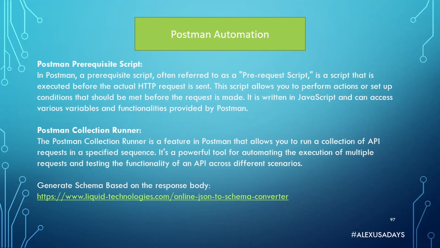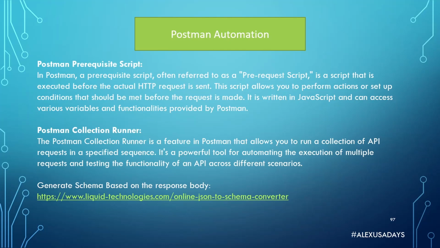And we're also going to talk about the Postman prerequisite script. So in Postman, a prerequisite script, often referred to as a pre-request script, is a script that is executed before the actual HTTP request is sent. The script allows you to perform actions or set up conditions that should be met before the request is made. It is written in JavaScript and can access various variables and functionalities provided by Postman.